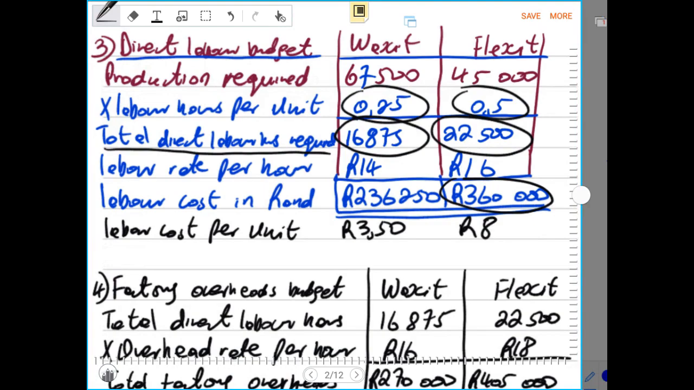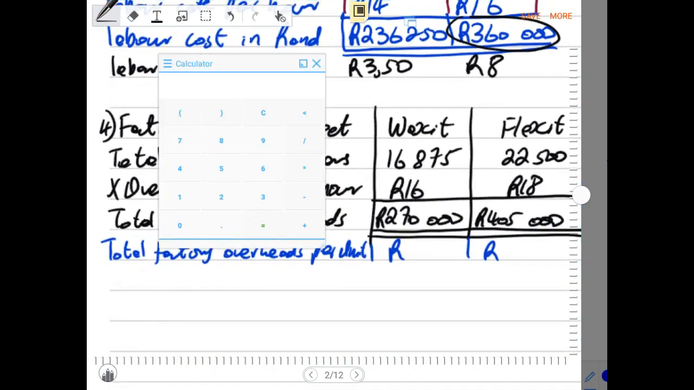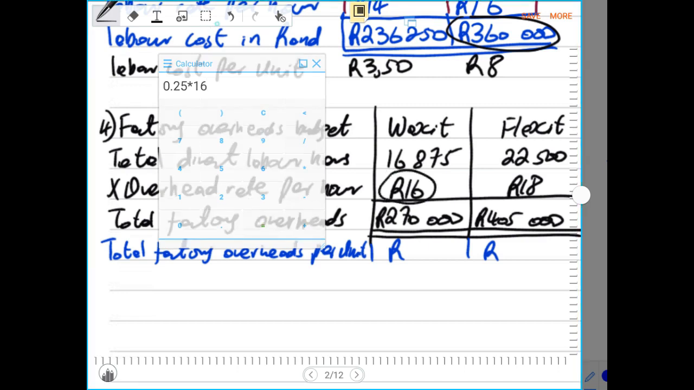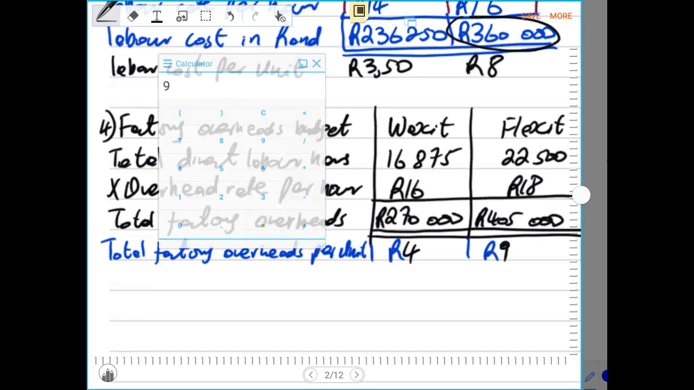So now because of that, we can say 0.25 multiplied by the overhead rate per hour, which is 16. This is our overhead rate per hour because it is per hour. So now we multiply by the rate per hour. This will give us 4 rand per unit. Then we say 0.5, which is the number of direct labor hours it takes to complete one unit, and we multiply that by the rate per hour, which is 18 rand, and this will give us 9 rand.